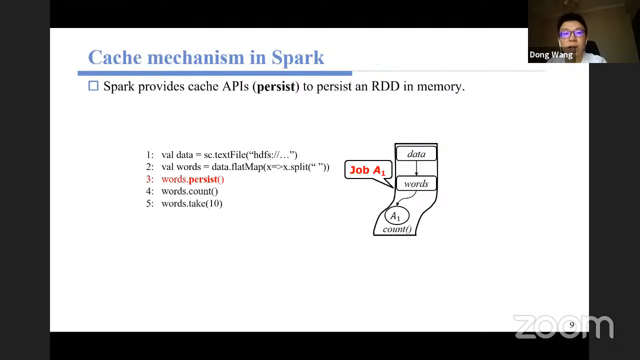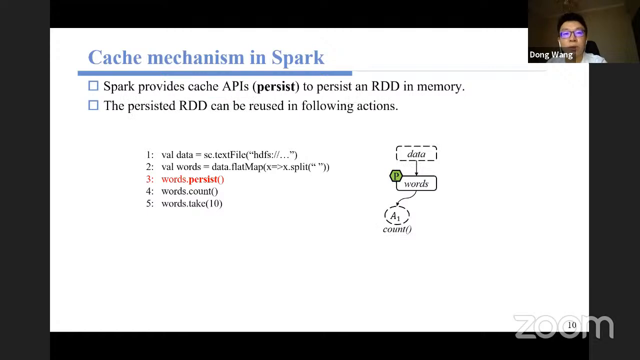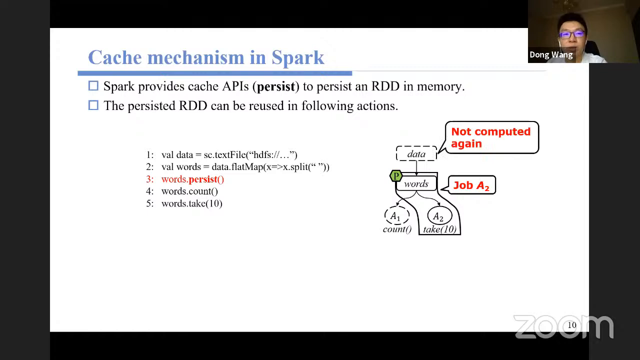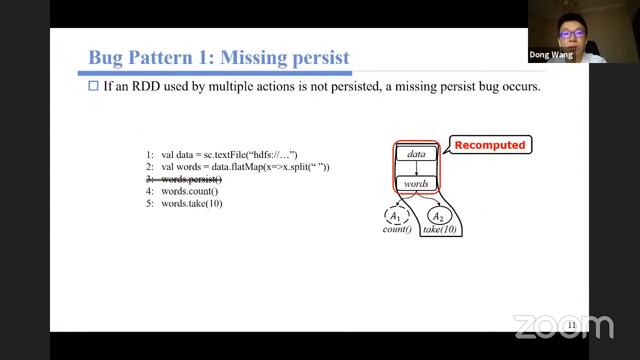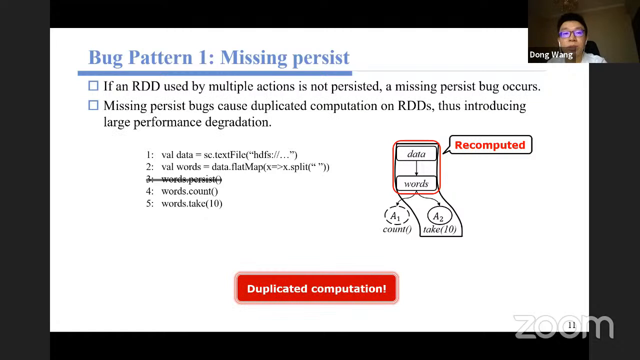Spark provides cache APIs to persist an RDD in memory. We persist the RDD words before A1. After A1, words is still in memory. When the second action executes, A2 can directly use persisted words and avoid duplicated computation. If an RDD is used by multiple actions and not properly persisted, a missing persist bug occurs. Missing persist bugs can cause duplicated computation on RDDs, thus introducing large performance degradation.